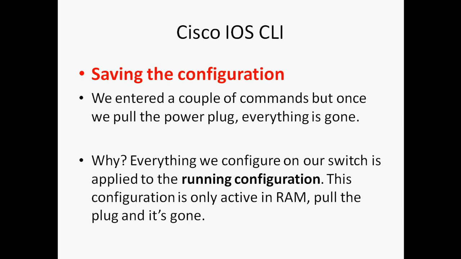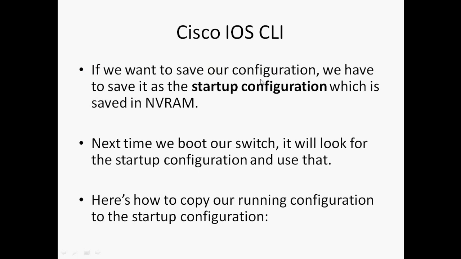Another mode is startup-config. The startup-config is a permanent store. It will be stored in NVRAM. Even though you reboot the switch or router or power it down, the configuration will still be present there. So if we want to save our configuration, we have to save it as the startup configuration, which is saved in NVRAM. Next time we boot our switch, it will look for the startup configuration and use it. Each and every time the switch or router is rebooted, it will check the startup configuration, and according to that, all the configuration will be there.